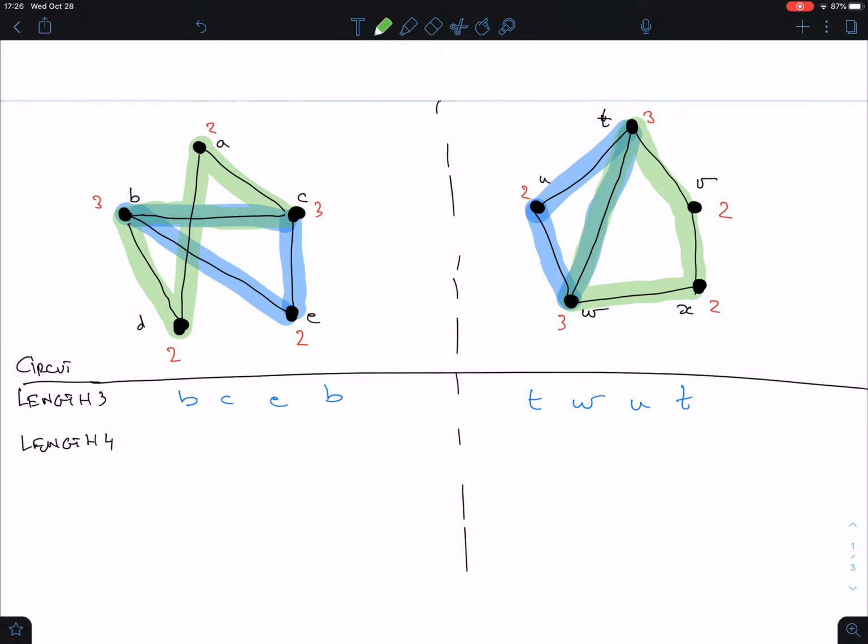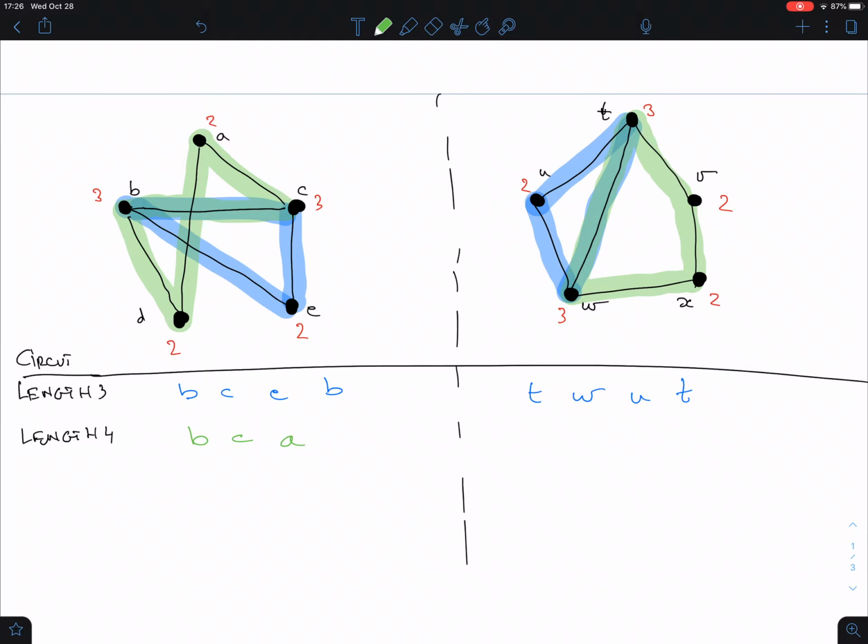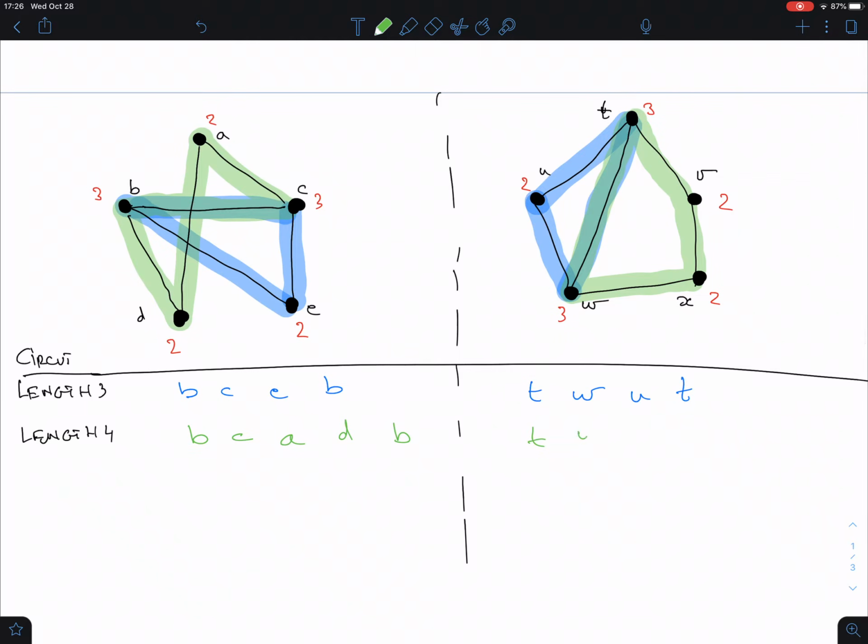All right, so it seems again that we have one in each. Now, since I used B before, let me start from B again. So this is B, C, A, D, B. Remember, we only have to reach the vertices because we are dealing with a simple graph. So what we have here, let's start also from T: T, W, X, V, and go back to T, of course, right? Remember, a circuit means the beginning and end has to be the same. That's the only one of length 4.